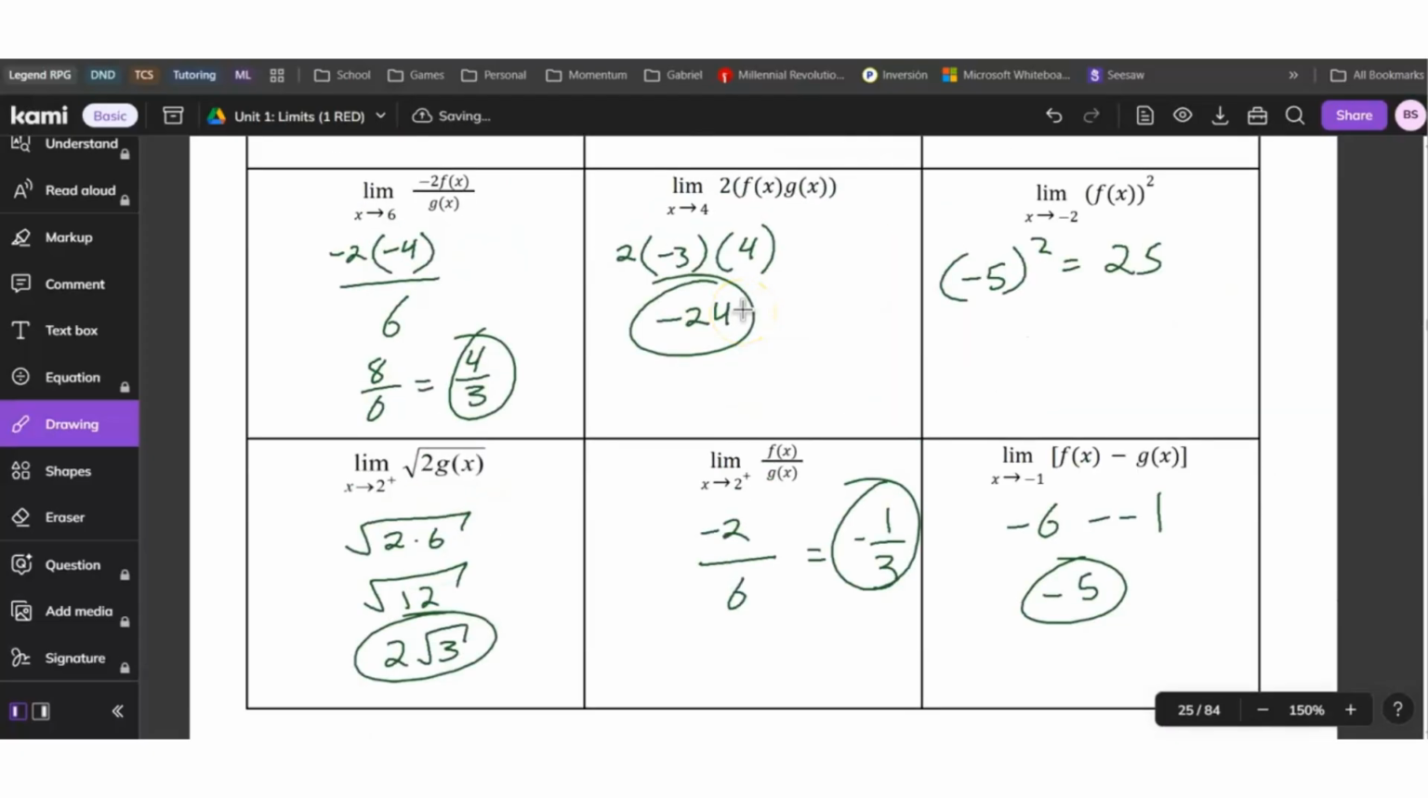All right, guys, once you're done, check your work. See if you got them. Don't think you guys had any trouble with this one here.